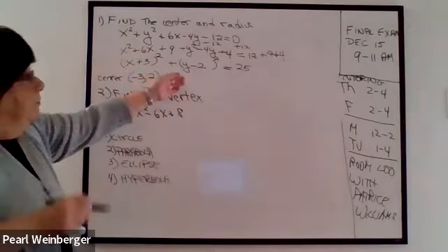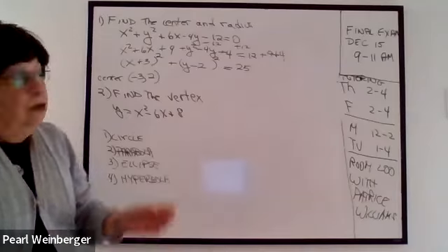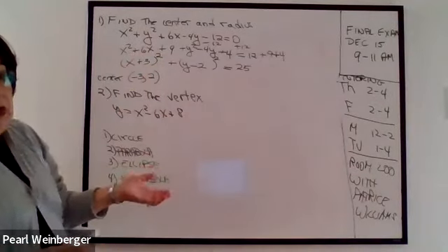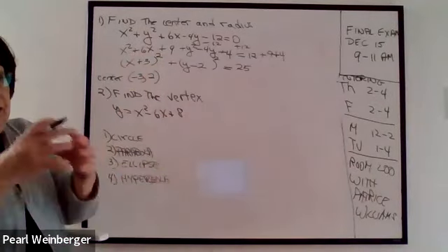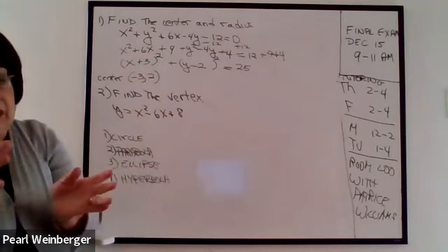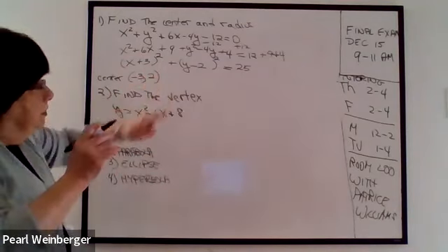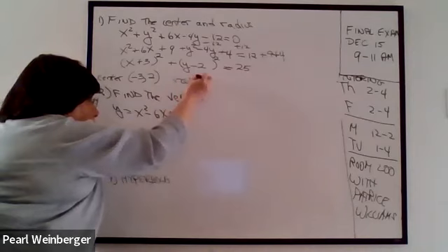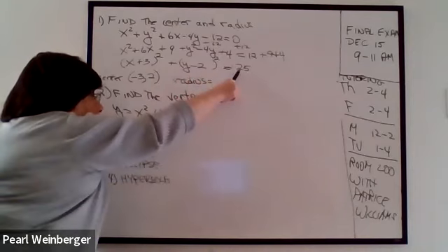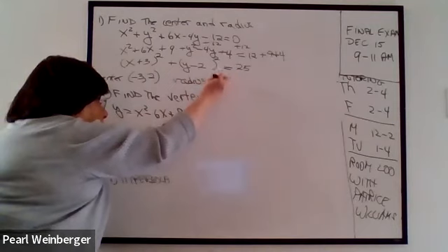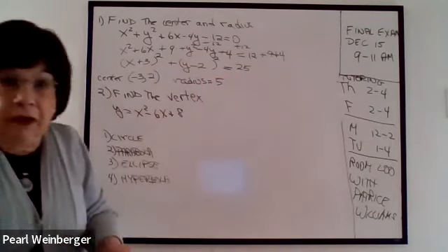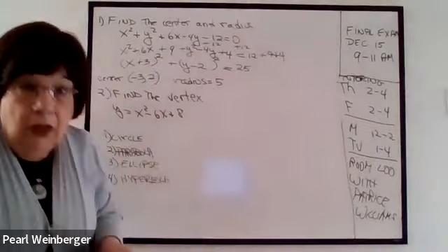If this would have been just a plain y squared, with nothing here with the y, then we would just put 0. So if it's not in a parenthesis, because there's only a single number, that means that number would be 0. The radius is then the square root of the number on the other side, so the radius would have to be 5. So that's how we go about finding the center and radius of a circle.